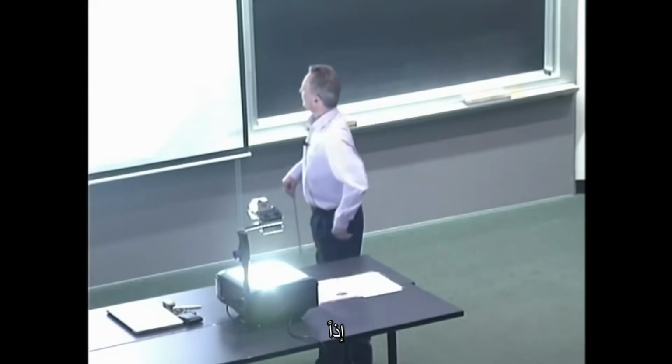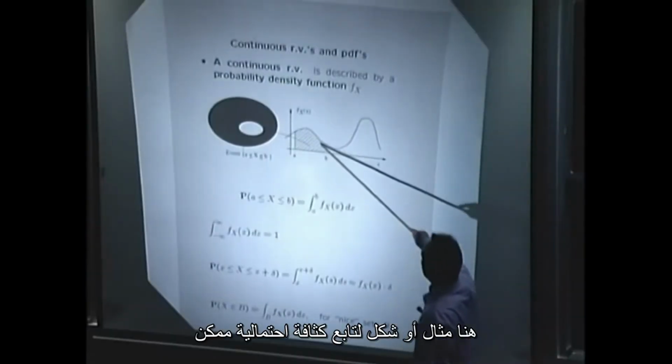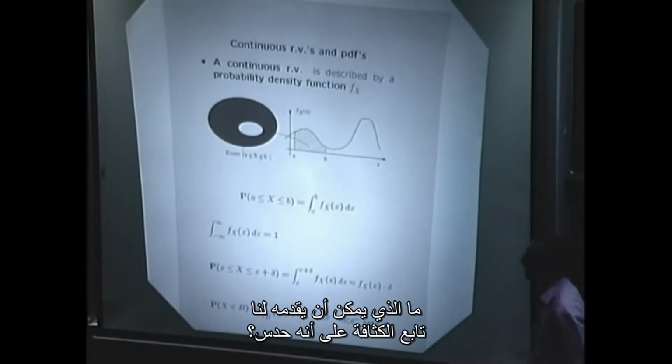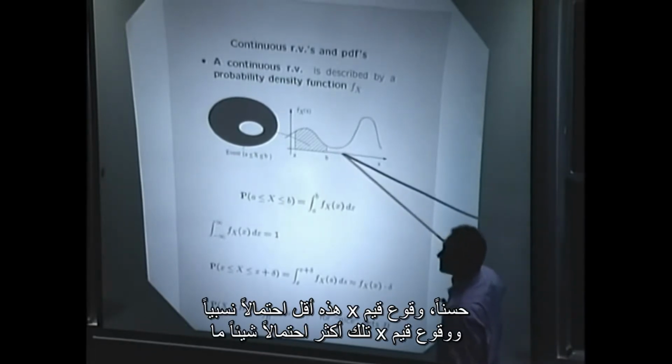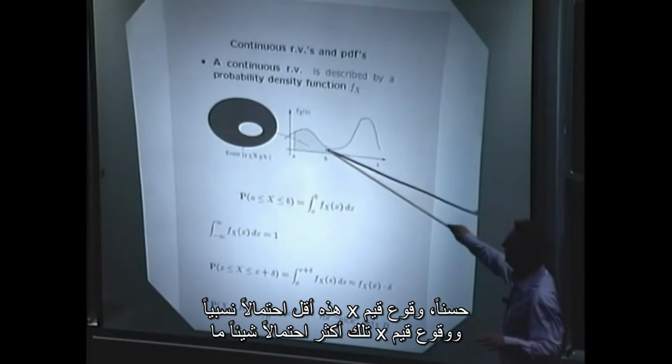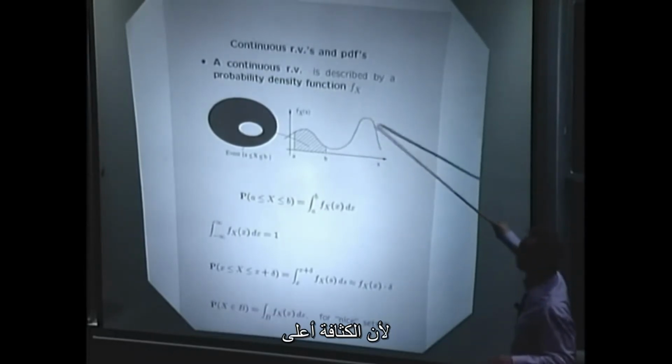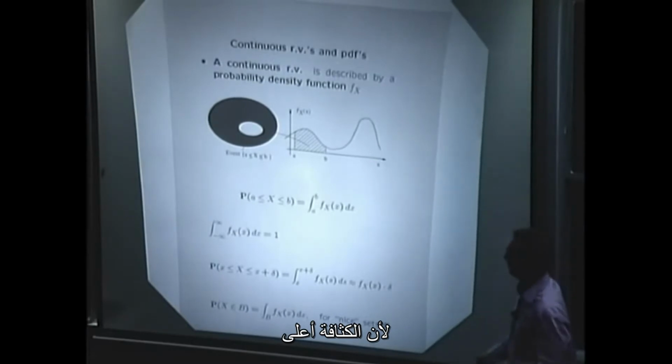So here's an example or a picture of a possible probability density function. What does that density function kind of convey intuitively? Well, that these x's are relatively less likely to occur. Those x's are somewhat more likely to occur because the density is higher.